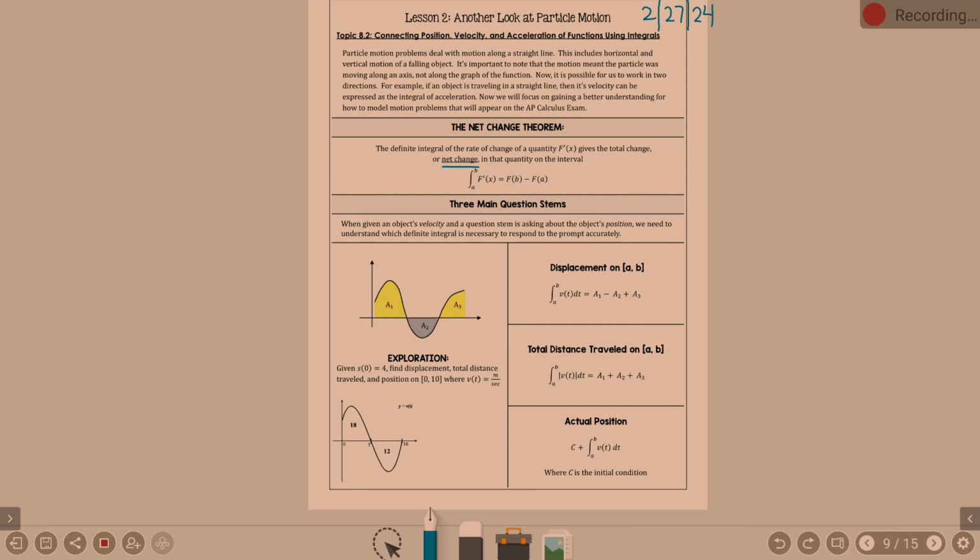Now, they share with us three main question steps. Okay, and then after that, we're basically going to go through, if I recall, just different examples, different scenarios, but different options here. Okay, when given an object's velocity and a question stem is asking about the object's position, we need to understand which definite integral is necessary to respond to the prompt accurately.